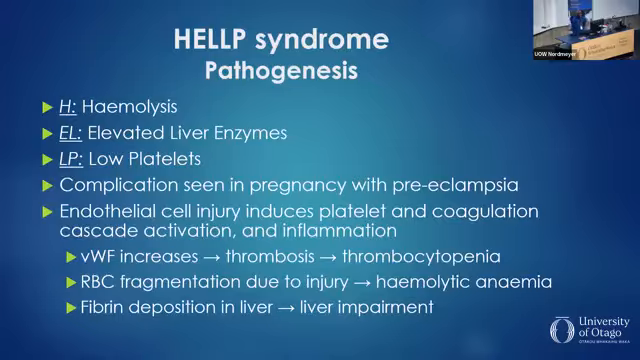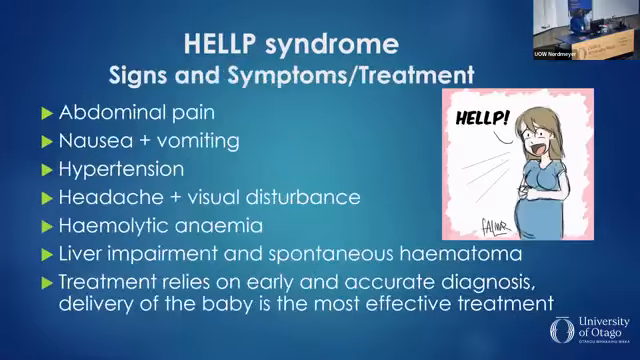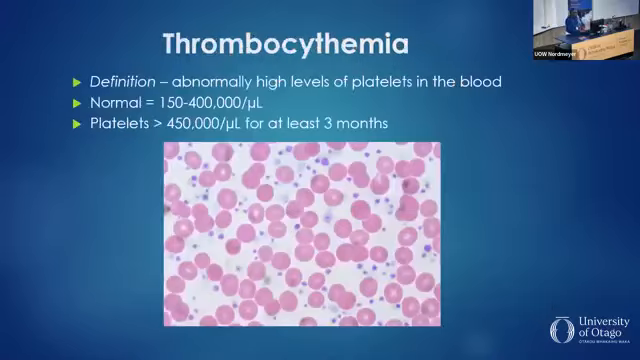So it's a complication seen in pregnancy with preeclampsia due to endothelial cell injury that induces platelets and coagulation cascade activation, leading to thrombosis and then thrombocytopenia and red cell fragmentation. So many of these conditions we screen for them also. Sometimes we're just looking for these red cell fragments in the peripheral blood. So symptoms and signs as listed.